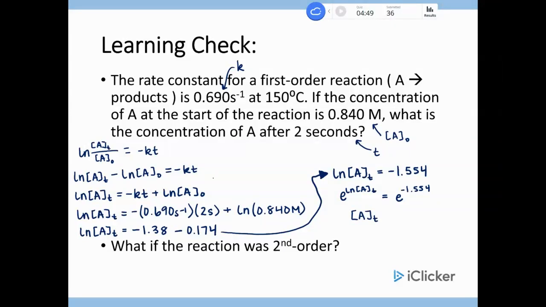The right side of the equation, you can plug that into your calculator. Find the e function, raise it to the power of that value, and the right side of the equation is equal to 0.211, and this is concentration, so molar units.